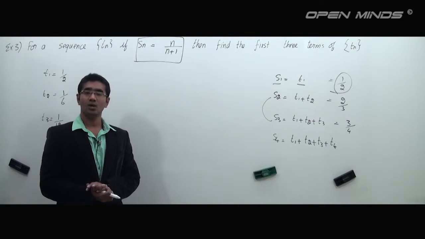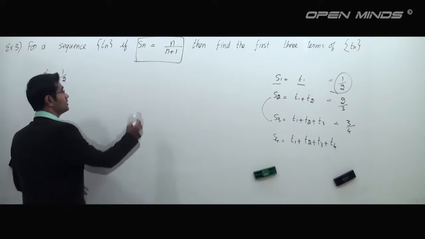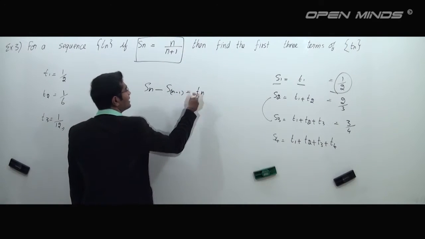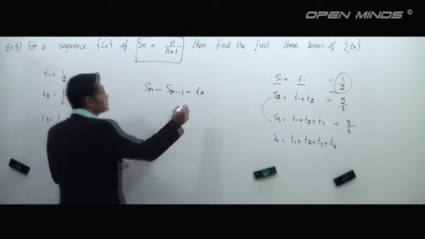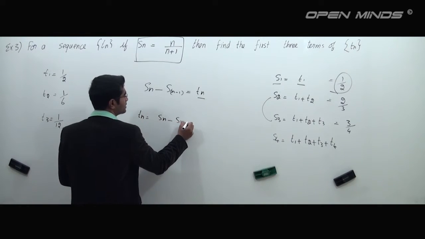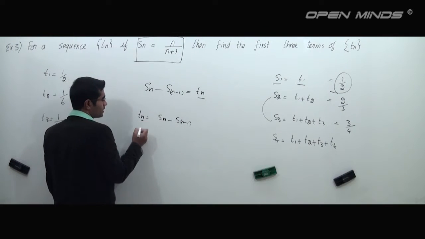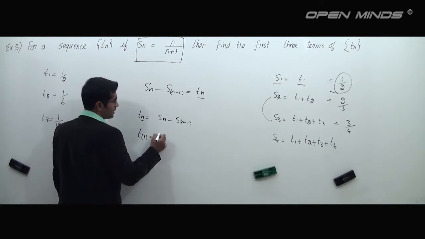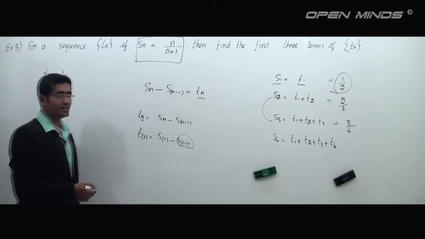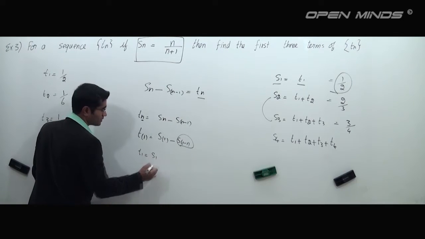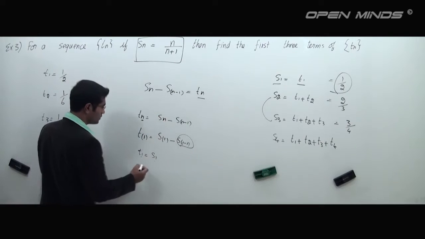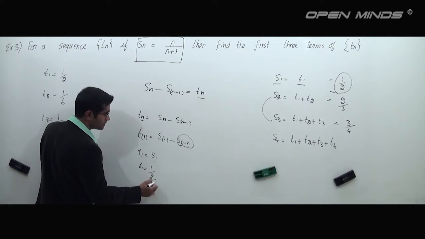Very simple. We also know another formula we can use directly to solve this: Sn minus Sn minus 1 is nothing but Tn. If you want to find the first term, put 1 here, and you get S1 minus S0. S0 does not exist, so T1 is equal to S1. So the first term is nothing but S1, which is half. So T1 is half.